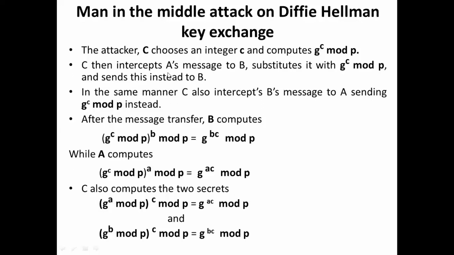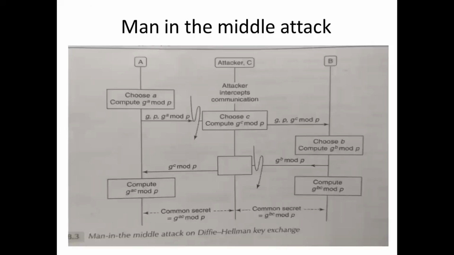In this scenario, there is a man in the middle attack. One kind of attack that is possible on Diffie-Hellman Key Exchange is called the man in the middle attack. You can go with the diagram first. See here, A is choosing a random number A and computing this, and the message is sent from A to B.